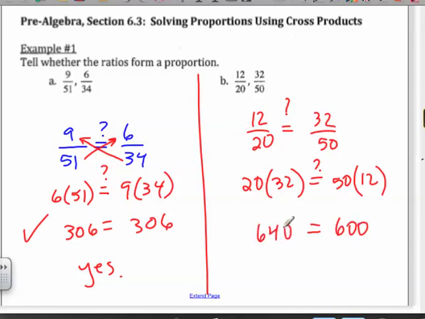This is 640? Well done, Quaso. This is not true, is it? 640 does not equal 600, so no, this doesn't form a proportion, because when I cross multiply, I didn't get the same number.